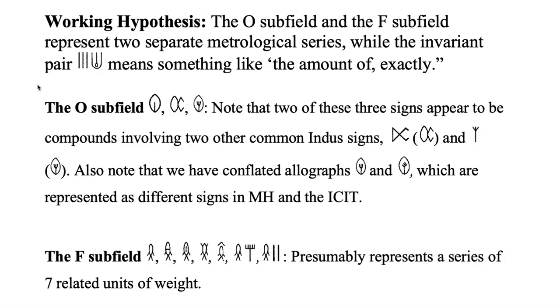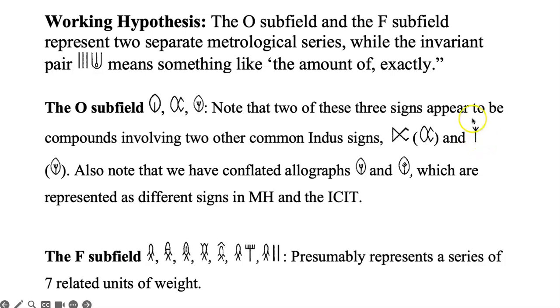Here's the O subfield, and you'll note that two of these three signs appear to be compounds involving two other common Indus signs. We're just getting into the Indus script, so you may not know that, but suffice it to say that there's a sign here that looks like a triangle with tongs on it. This is a very common sign, and we will have much more to say about it later on, but in this case it appears to be conflated with the oval grapheme.